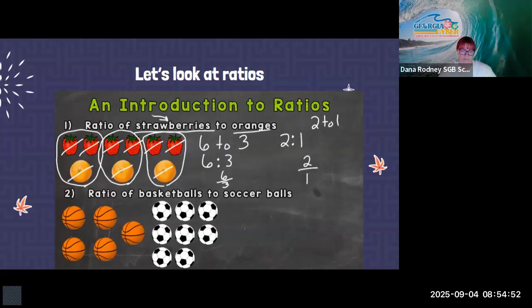Okay, so again, we can use the word 2, a colon, or a fraction. Whatever comes first in your ratio, strawberries to oranges up here in the original problem, needs to come first in your ratios when you write out the answer.